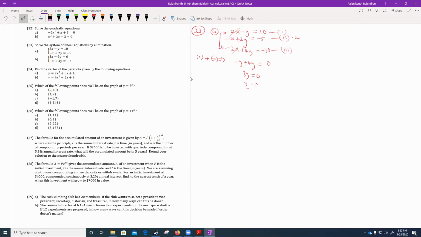Okay. Once you know y, go back and replace y by 0 in 1 or 2, and you will get the x answer. Therefore, I'm using number 1. Equation 1 says 2x minus y is 10, but I don't know the y answer. Plug in 0 here, and you will find the x value. So that means 2x is 10, therefore x is 10 over 2. That is 5, right? Therefore, the solution is x is 5 and y is 0.